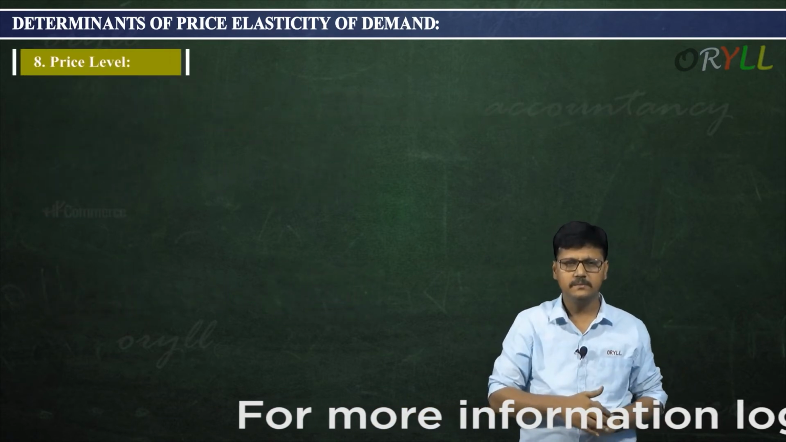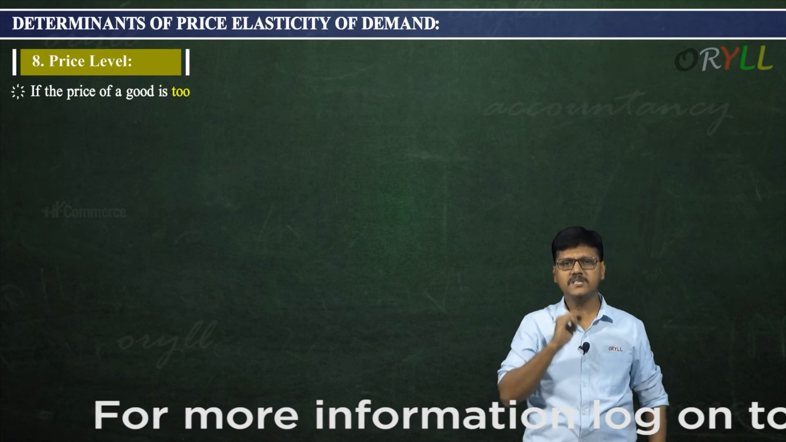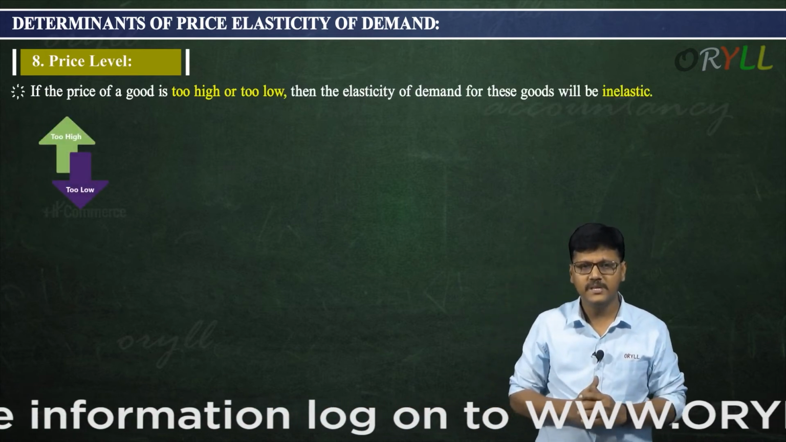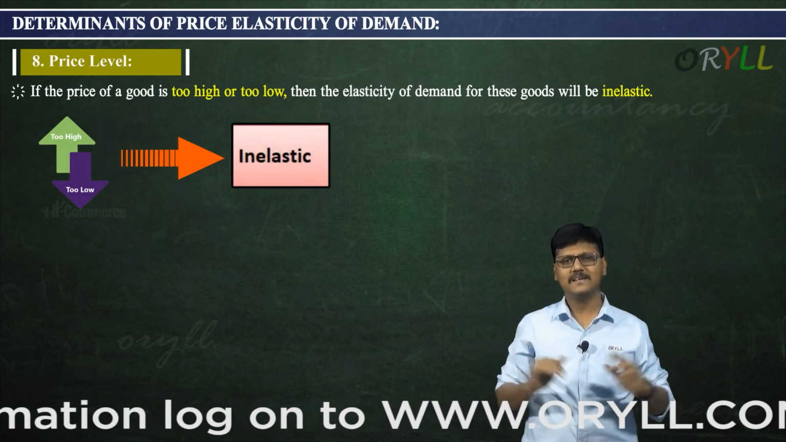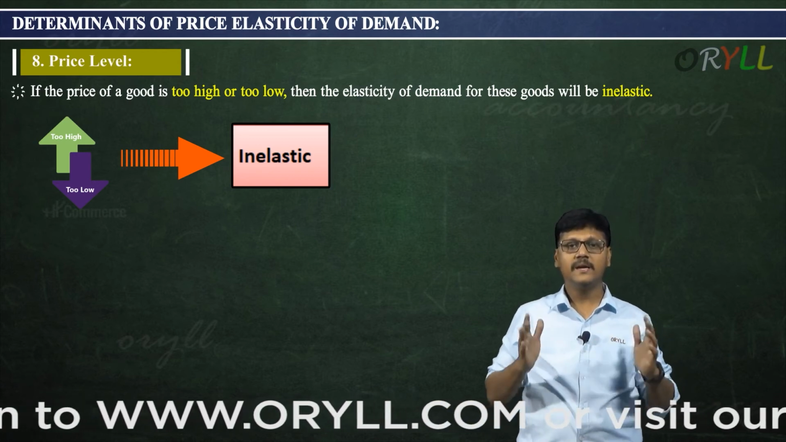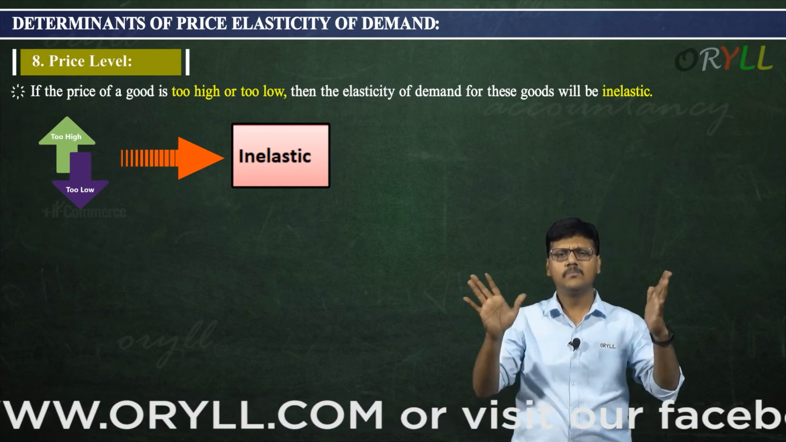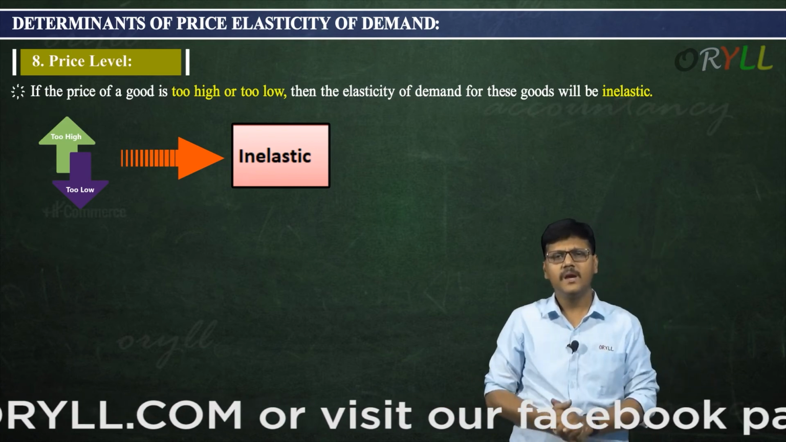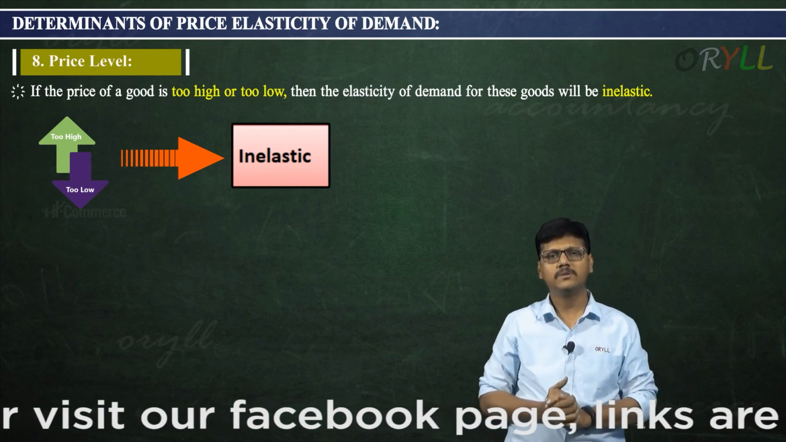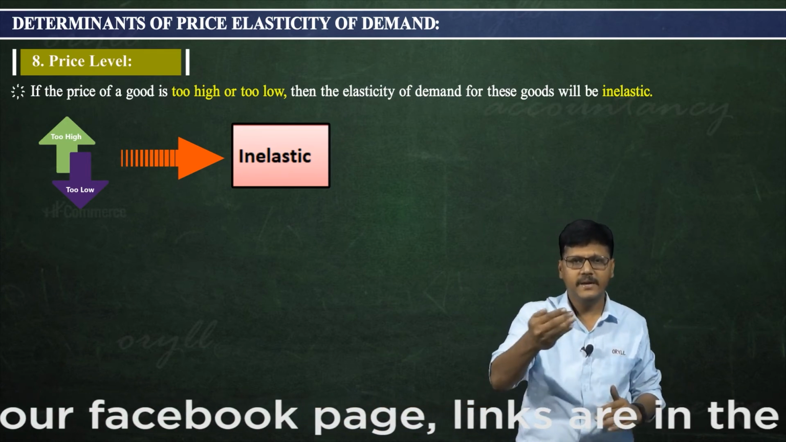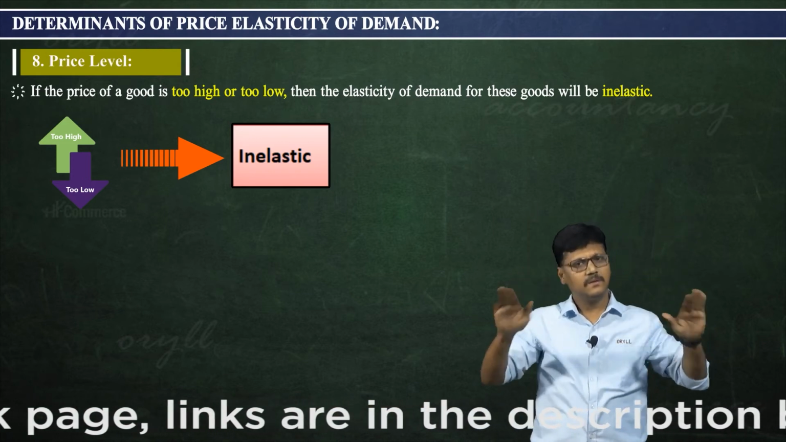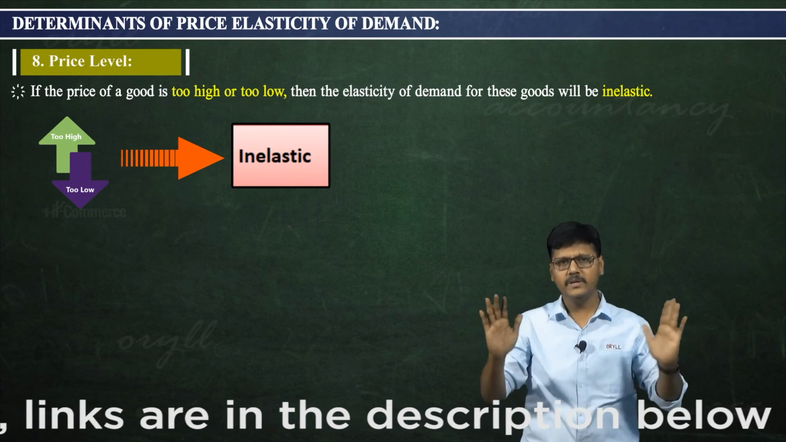Now, the other one is price level. If the price of a good is too high or too low, then the elasticity of demand for these goods will be inelastic, because when the price is too high, who is going to buy these commodities? The elite section, the rich section, they don't bother about the prices and they will buy. If it is too low, like matchboxes and salt, people won't bother about these commodities' prices, they buy the same amount of the good. So, when the commodity's price is too high, inelastic, too low, also inelastic.